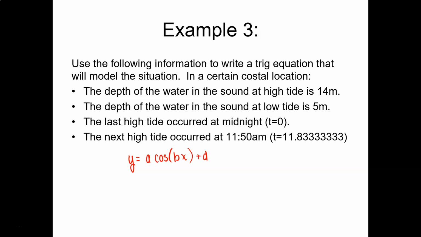So let's think about what we're graphing here. High tide is right here at 14. Low tide is at 5. Okay, where's my midline going to be? How do I find that? Okay, 9.5. Right here. Is that halfway between 5 and 14?